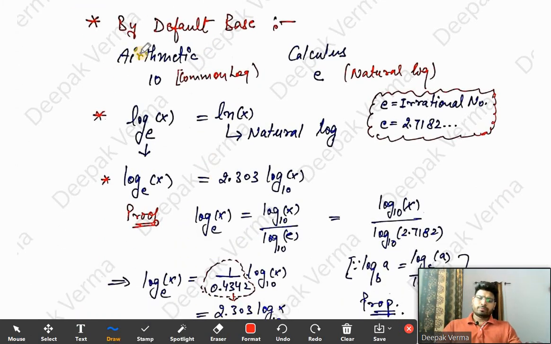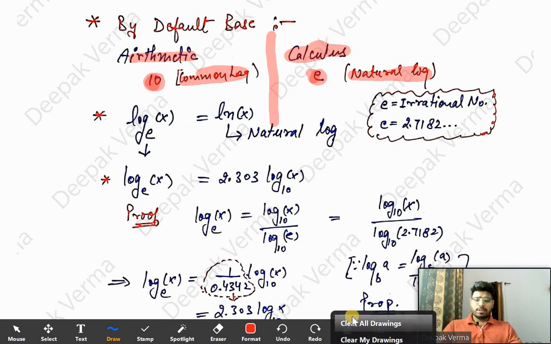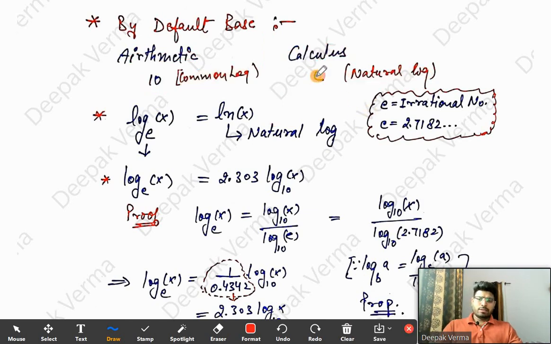Now in logarithm, by default base is 10. In arithmetic and in calculus, by default base is e. Basically we have two types of log, common logarithm and natural logarithm. In common logarithm we use base 10. In natural logarithm we use base e. Got it? That is, in calculus we use base e. In arithmetic we use base 10. Is it clear?